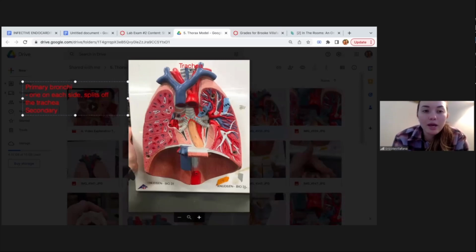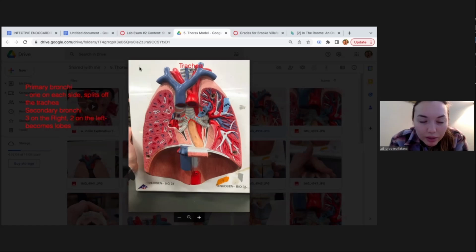Then the next thing we have is the secondary bronchi. Secondary bronchi, we have 3 on the right and 2 on the left. This becomes the lobes that I was just talking about. So here, let me do a different color. Let's do yellow. So yellow right here. This is a secondary in yellow. See how there's 3?